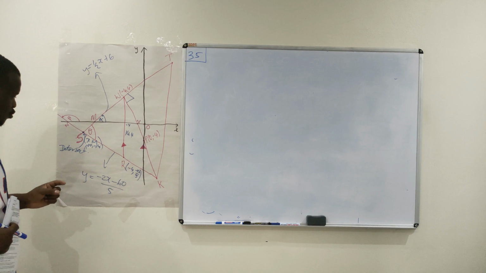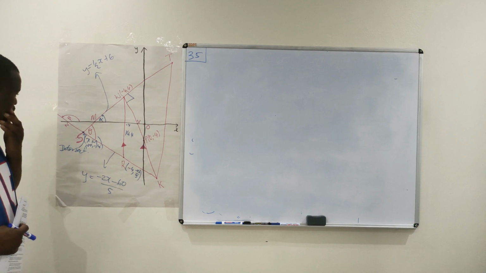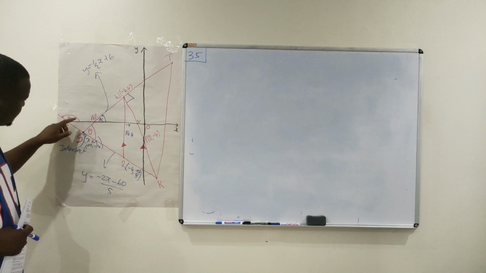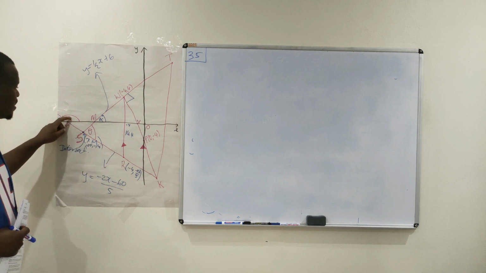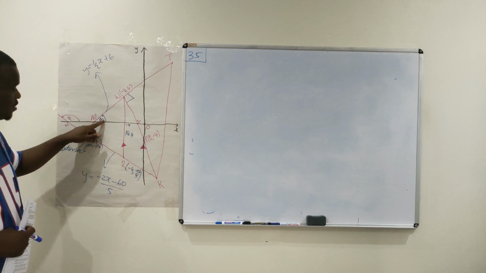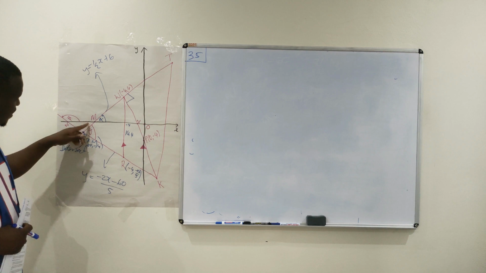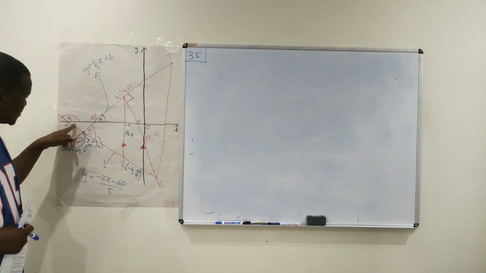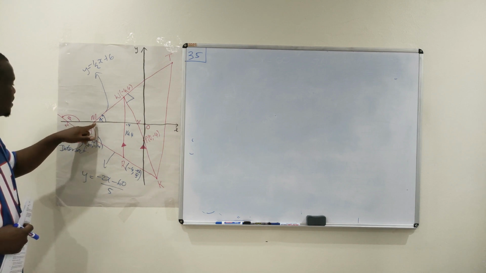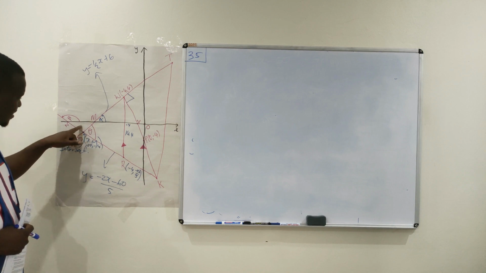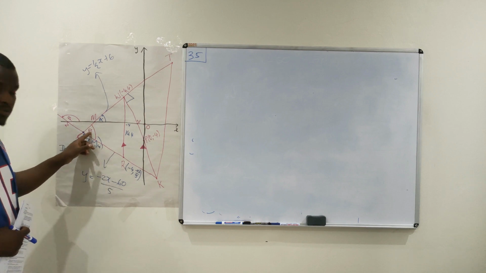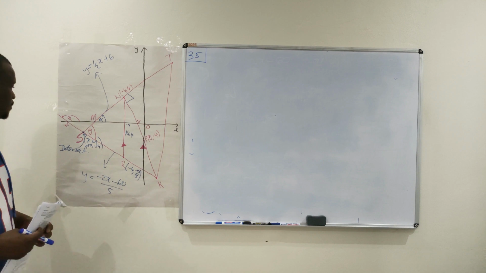So let me explain how I'm going to approach it again. I have this gradient here, I'll be able to find this angle of inclination here. I have this gradient here, I'll be able to find that angle of inclination. Finding this angle is the same as this one. Knowing this, I know angles on a straight line add up to 180, I'll find what this is. Then it's the same as this, similar logic. Then, if I know these two, I'll be able to find this angle here. And then, since this angle is on the straight line, I'll be able to find what that one is. That's what I'm going to do.